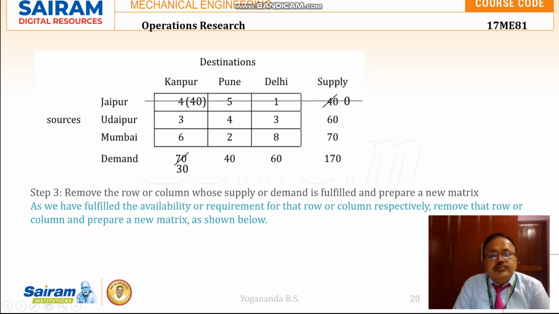Now the condition is that we have to get rid of the row or column when the supply or demand is fulfilled and prepare the new matrix. Now the summation of demand, 30 plus 40 plus 60, becomes 130. And 60 plus 70 also becomes 130.